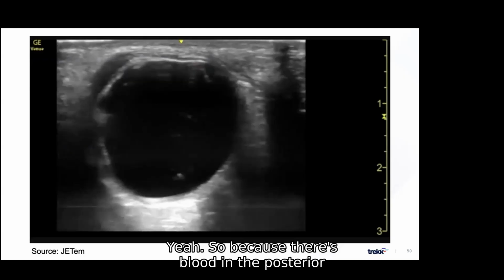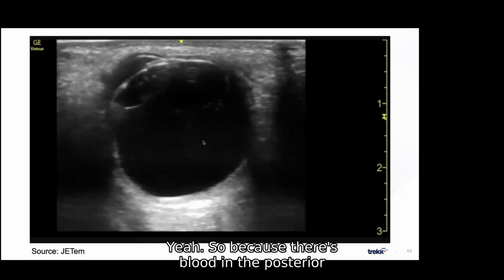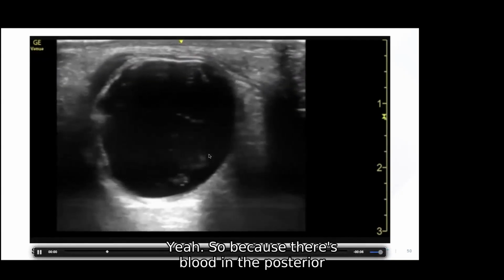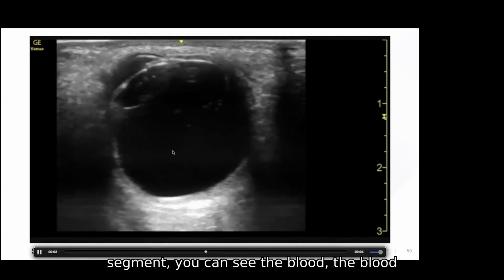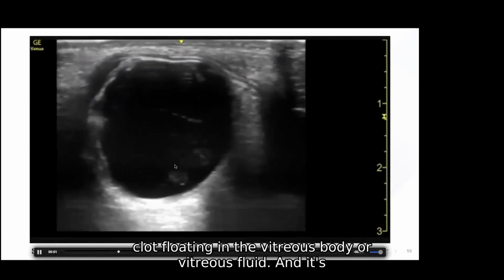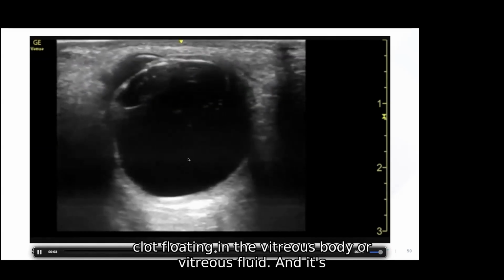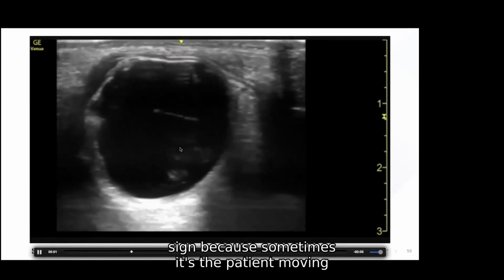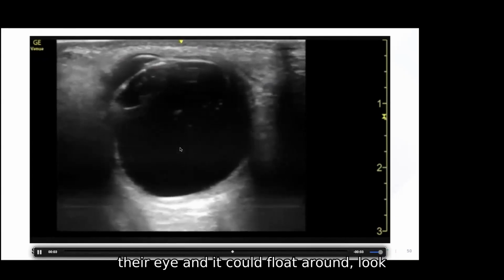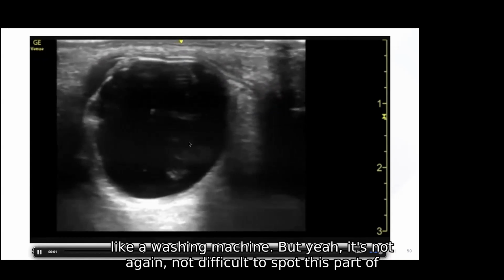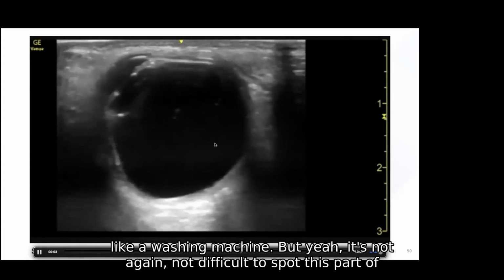So because there's blood in the posterior segment, you can see the blood clot floating in the vitreous body or vitreous fluid. And it's called the washing machine sign because sometimes as the patient moves their eye, it could float around, looking like a washing machine. But again, it's not difficult to spot.